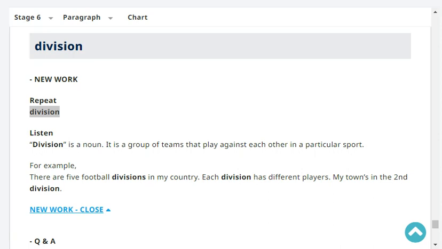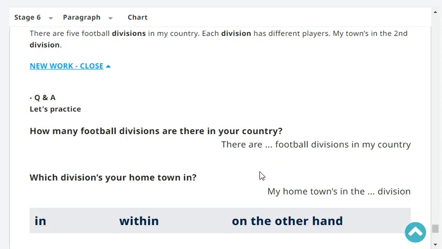Okay, so let's practice. How many football divisions are there in your country? There are, let's say, five football divisions in my country. Which division's your hometown in? My hometown's in the first division. Very good.